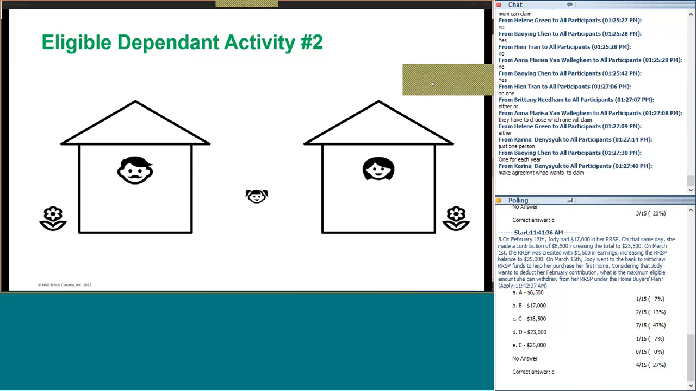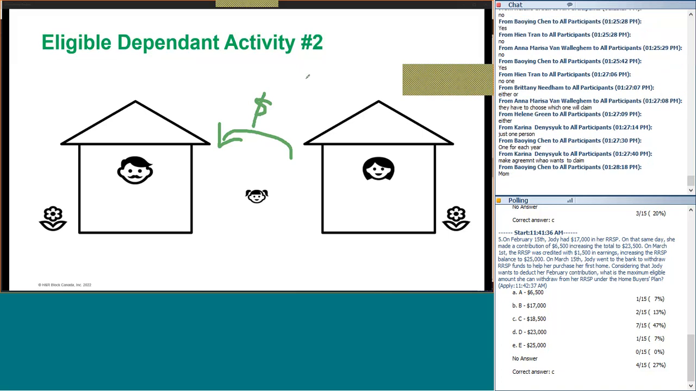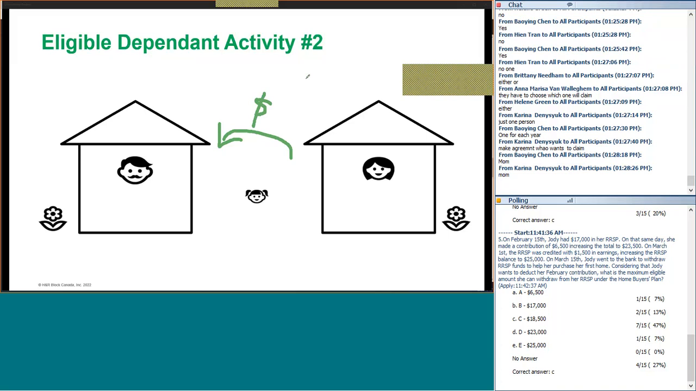Good. What if, I'm going to do a little bit of drawing here, if I can find my drawing tool. What if mom pays child support to dad? Now, who can claim eligible dependent? If you are paying child support, what happens?